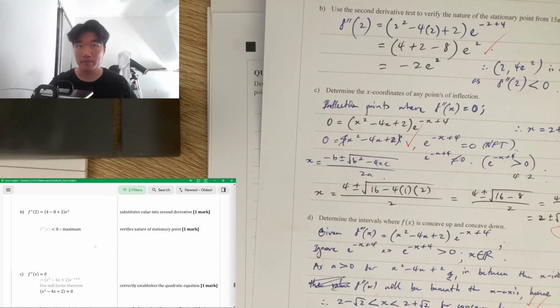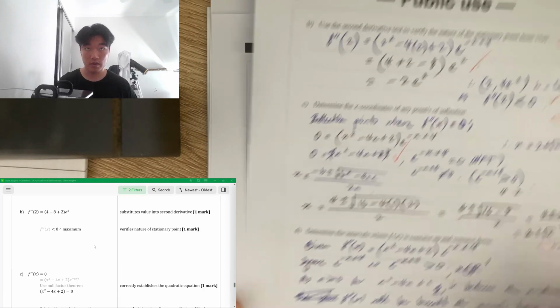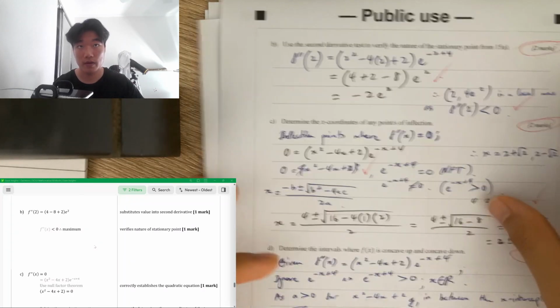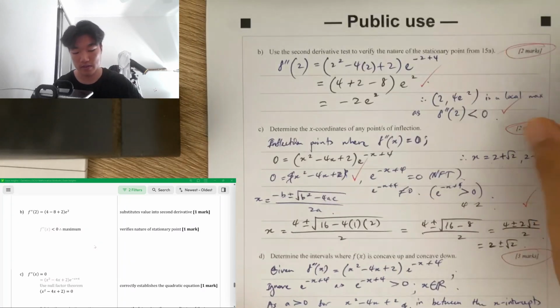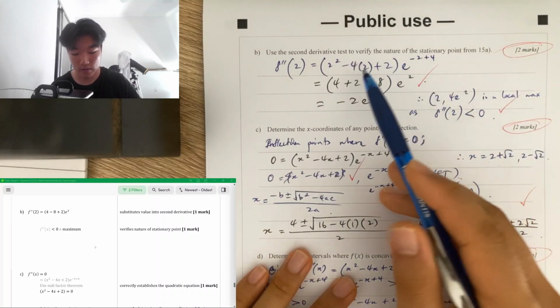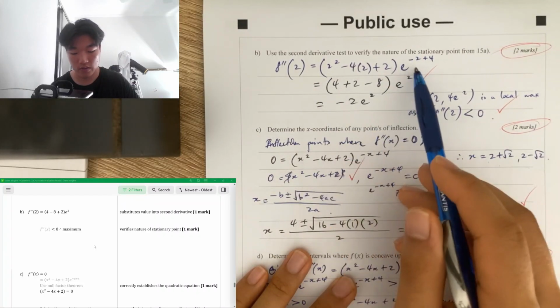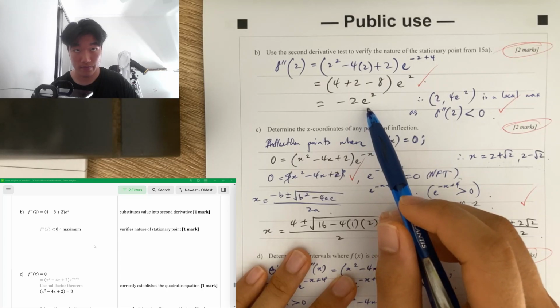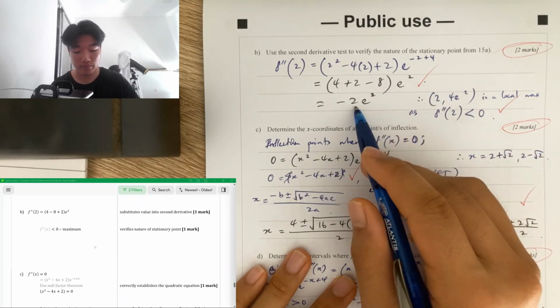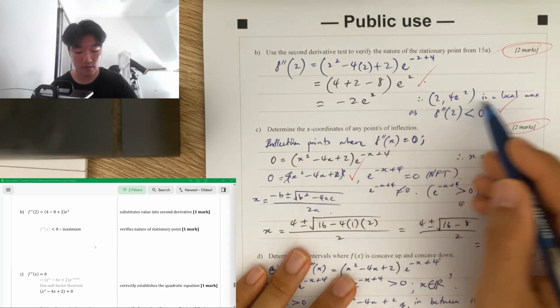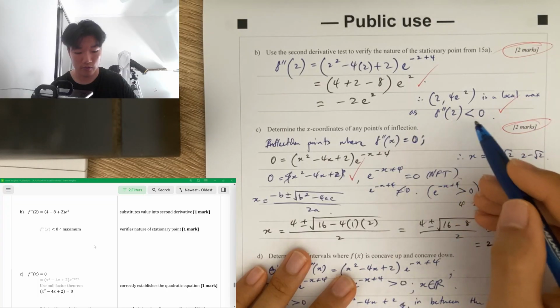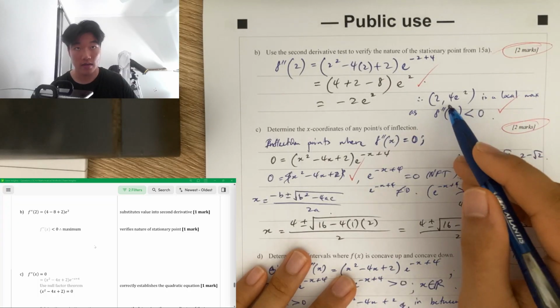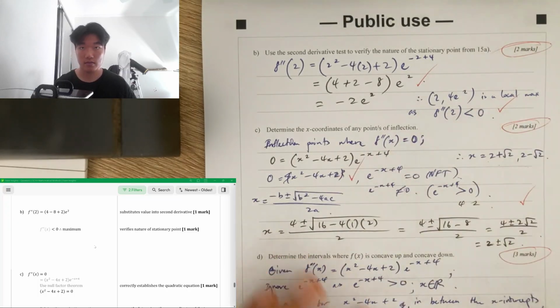Part B, pretty simple. It links back to what I was saying before. The second derivative is going to be less than 0. So I input x equals 2 into the second derivative, and I got negative e squared. Okay? And then since the second derivative is less than 0, it's a local max. So that's all we basically need to do.